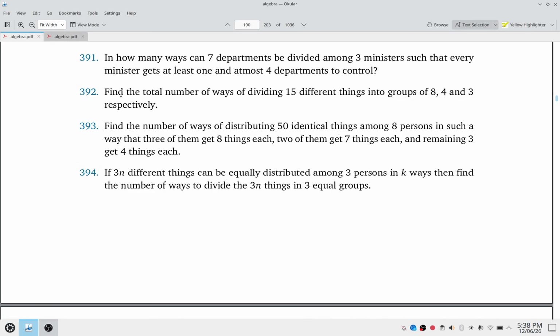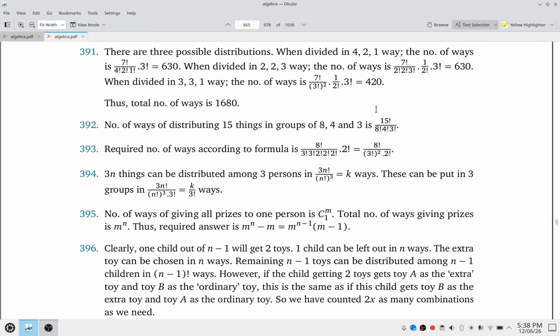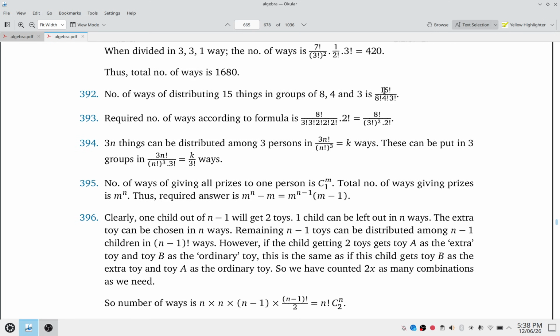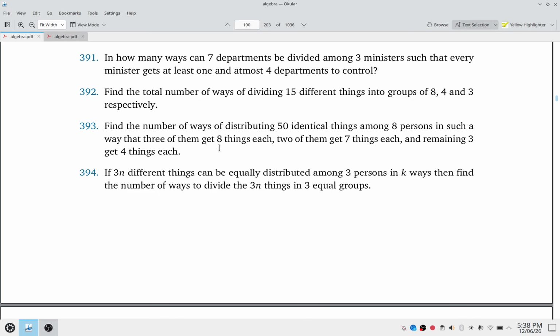Question 392 says that find the total number of ways of dividing 15 different things into groups of 8, 4 and 3 respectively. So this is a very straightforward question based on that formula: 15 factorial over 8 factorial multiplied by 4 factorial times 3 factorial.